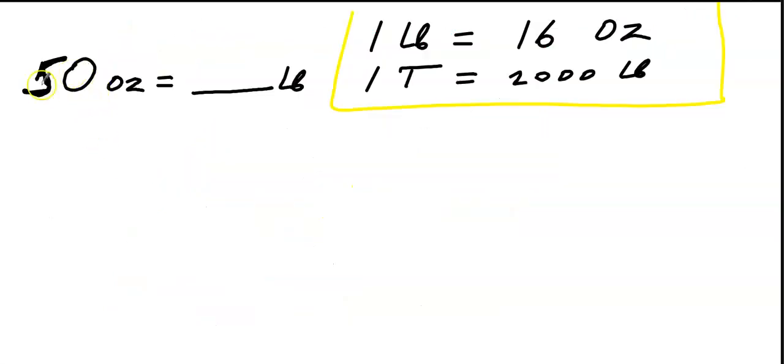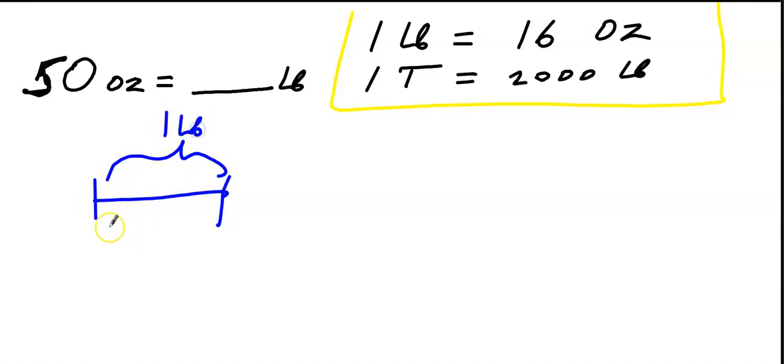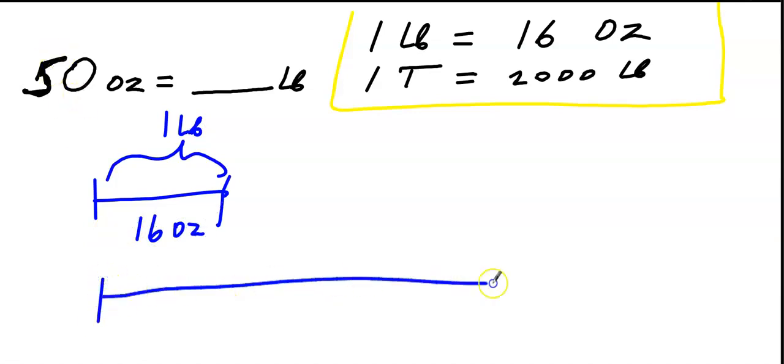Here's our next problem. We have 50 ounces, and we need to know how many pounds that would be. So what we have to do is see the relationship between ounces and pounds. There's 16 ounces inside of 1 pound. So having 1 pound is the same thing as having 16 ounces. Now, we have 50 ounces, and we need to know how many pounds can squeeze into that.